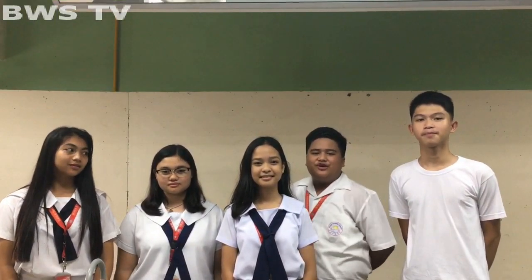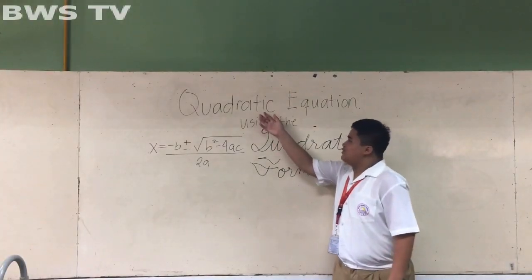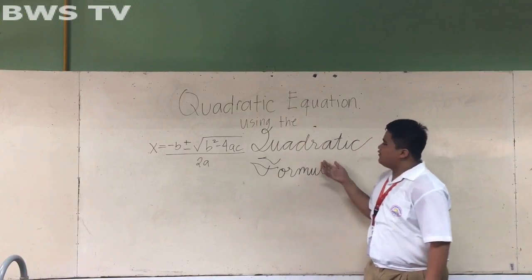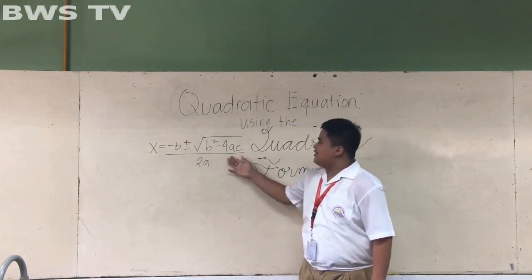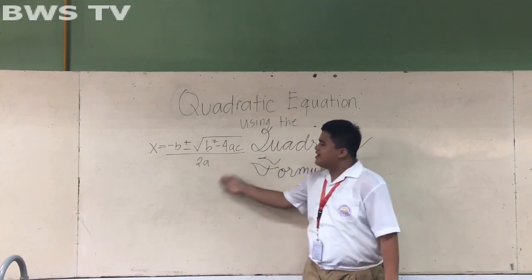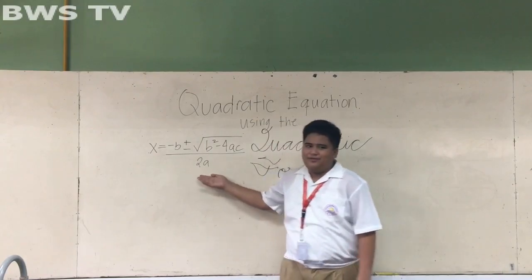Today, we are going to be discussing quadratic equations with the use of the quadratic formula. So let's start into it. Hey guys, now we're going to talk about the quadratic equation using the quadratic formula, which is x equals negative b, positive negative square root of b squared minus 4ac divided by 2a. Now, let's talk about how we derive this formula.